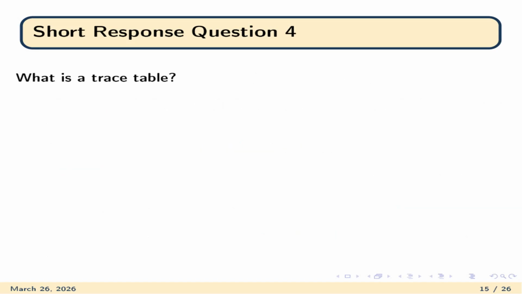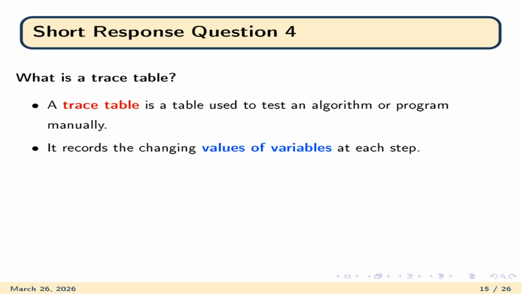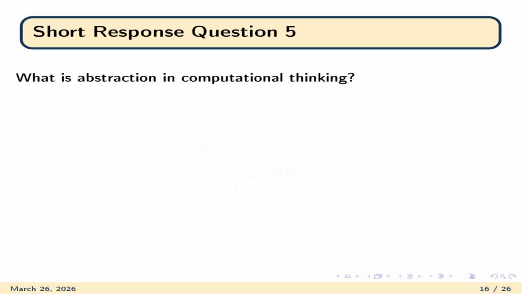Question number 4. What is a trace table? A trace table is a table used to test an algorithm or program manually. It records the changing values of variables at each step. It is commonly used during a dry run. It helps in detecting logical errors and understanding the flow of a solution.